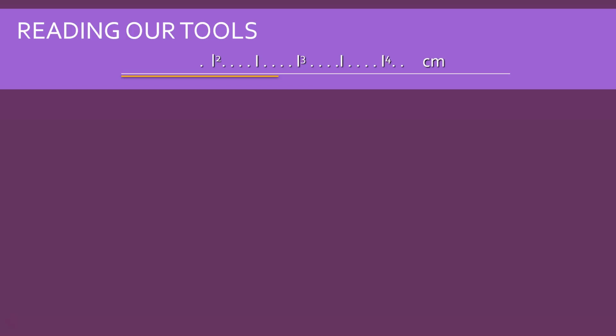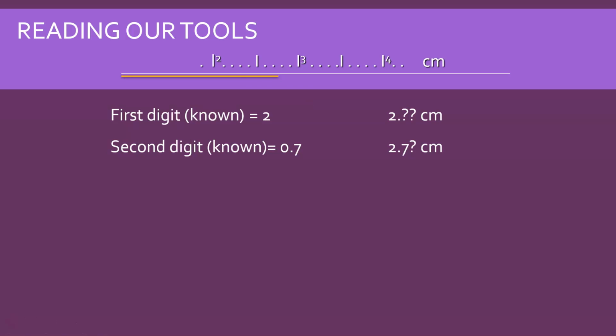Now in chemistry, you have to make sure you're reading your tools correctly. And now I know most of you out there are thinking, Miss Hinkson, I know how to read a ruler. I got this. But most students actually don't, so pay attention. On your screen right now, you have a ruler, and let's say we're trying to measure that orange line right there. I know that that line goes past the 2, and it does not make it to the 3. So I am certain of that too. I know that it goes past the 1, 2, 3, 4, 5, 6, 7, and doesn't make it to the 8, so I am certain of the 0.7.